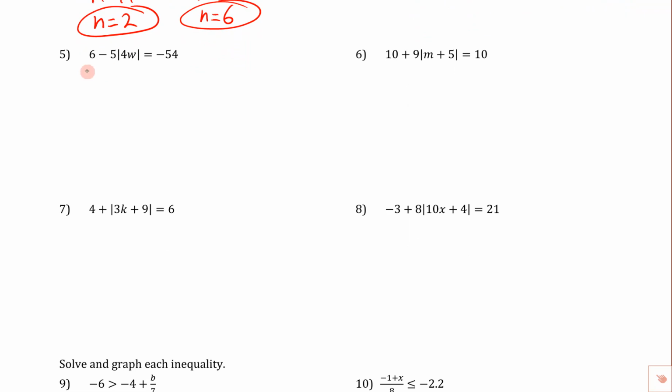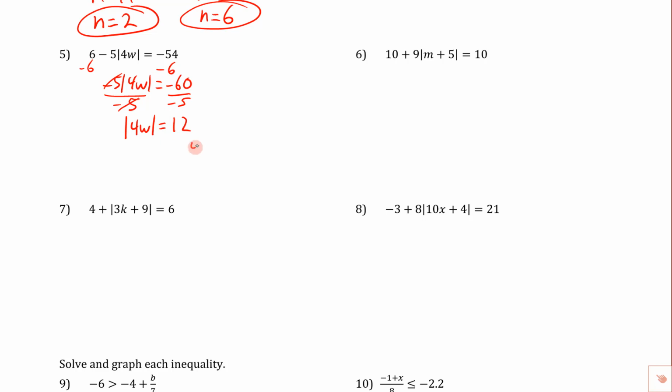Again, we're going to isolate, so we're going to subtract 6. That's going to be negative 60 altogether. So when we divide by negative 5, and again, if you've been solving inequalities, you might be thinking, oh, do I need to switch anything? Remember, with an equation, you don't have to switch anything. So this is going to be absolute value of 4w is set equal to, negative divided by a negative is a positive, and 60 divided by 5 is 12.